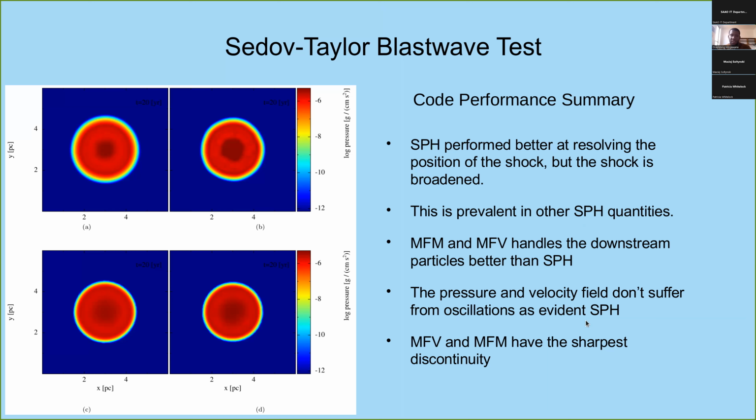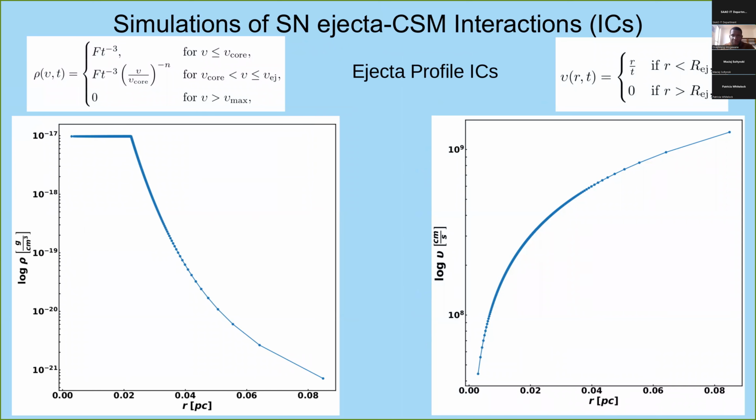In MFM and MFV, they kind of follow the solution, although they still struggle in the downstream all the way to the P0, position 0. So MFM and MFV still have really sharp shocks as compared to SPH because of SPH's broadening and smoothing kernels treatment. So that being said, we now have to set up our model and our initial conditions for simulating the actual interaction of the supernova ejecta with the circumstellar medium. And how we do this is we have to set up the initial conditions.